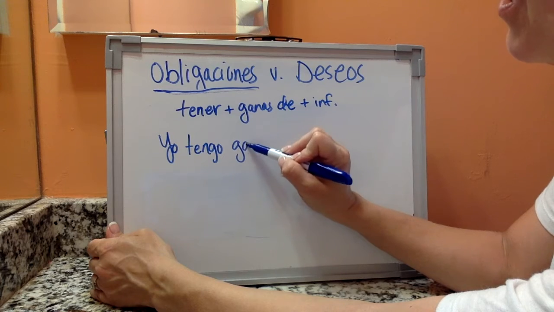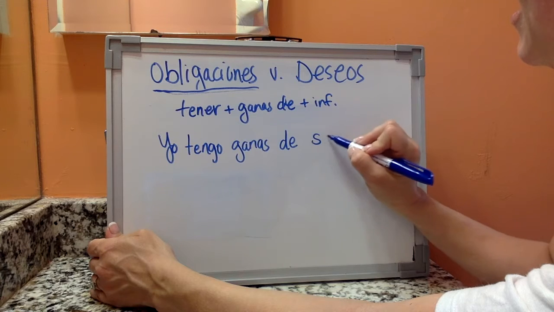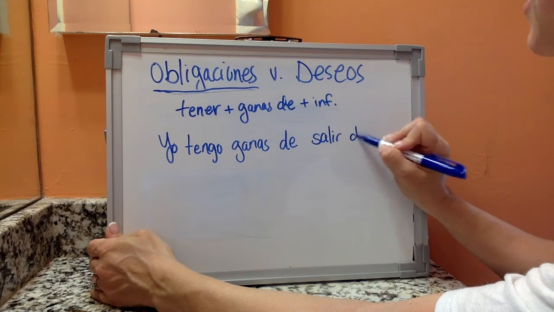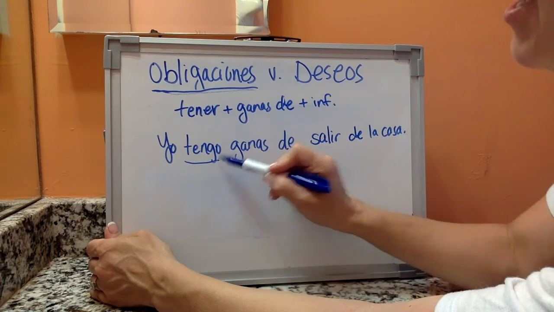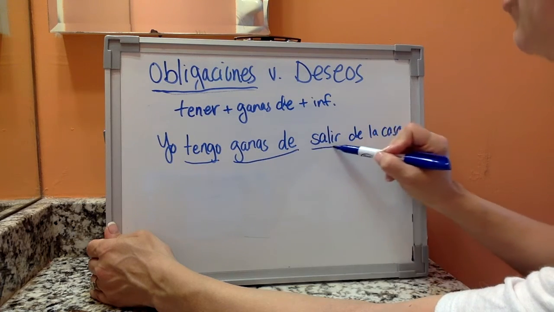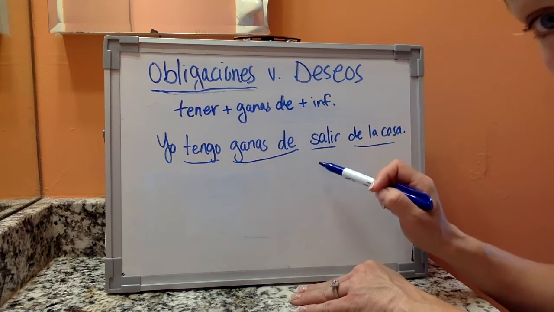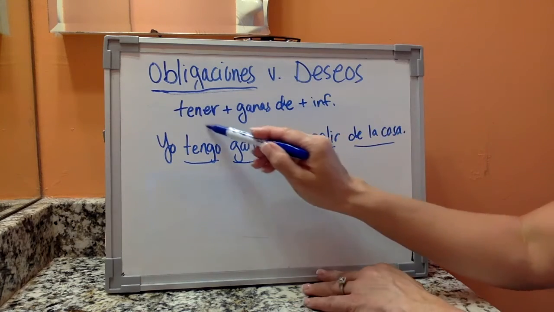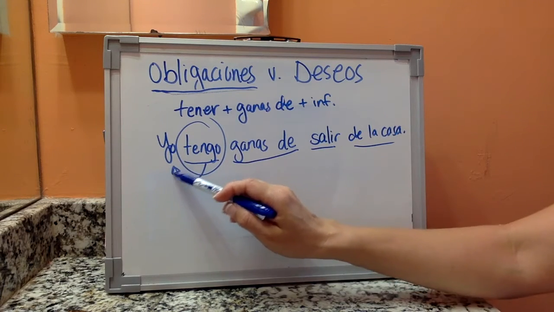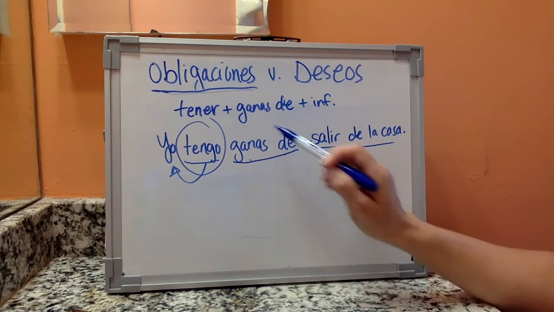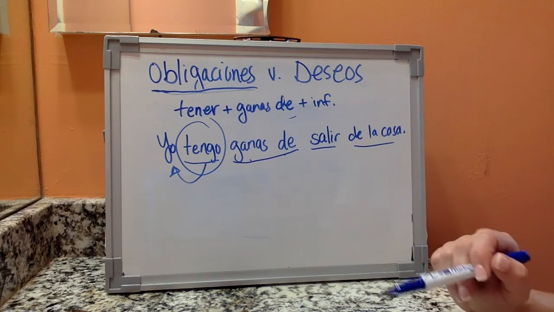Tengo ganas de salir de la casa. Okay, so I have a desire to leave my house. Okay, tengo ganas de salir de la casa. Okay, notice I've conjugated the form of the verb to correspond to my subject. Ganas de, that's part of your formula. Notice nothing changed here, plus whatever your infinitive is.